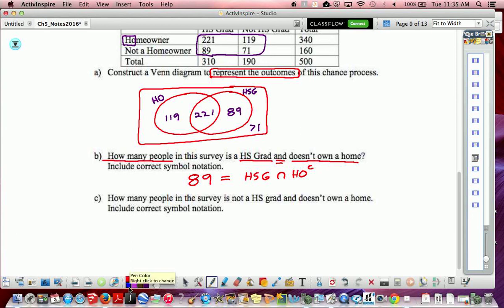Well, last one. How many people in the survey is not a high school grad and doesn't own a home? How many? Okay, 71, that's the one that's outside both. So how would we represent not a high school grad? HSG. Okay, so when we do complement, I know you're saying not, but since we're using this as our symbol, we'd use the complement. Intersect, doesn't own a home, we just did before.